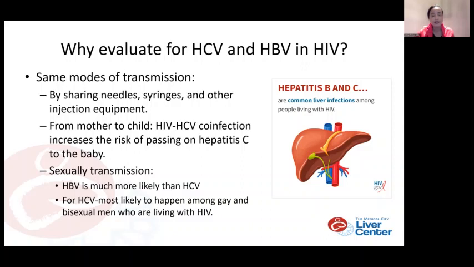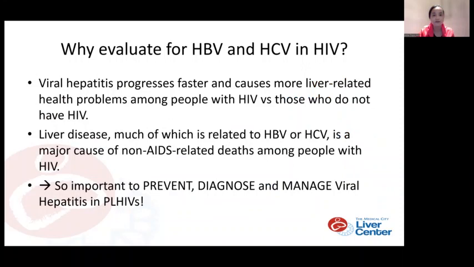In terms of sexual transmission, hepatitis B is much more likely to be transmitted sexually as compared to hepatitis C. But for hepatitis C, the risk of sexual transmission is increased among gay and bisexual men who are living with HIV. Hepatitis B and C are actually the common liver infections among patients living with HIV.